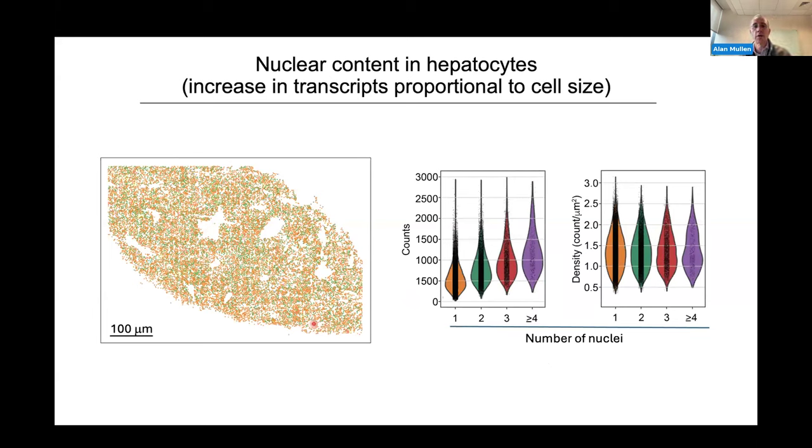And if we look at the counts in terms of the transcript levels, we see that as you increase the number of nuclei, you increase the amount of transcripts. But if we try to control for the cell size, we find that that isn't really changing much. So if you're a multinucleated cell, you tend to have a larger cell and you tend to have more transcripts that are proportional, but there's no difference in differential expression across the single or multinucleated hepatocytes. I didn't show this data here. Okay, great, thanks. And we're still working now to try to separate nuclear transcripts versus cytoplasmic transcripts.